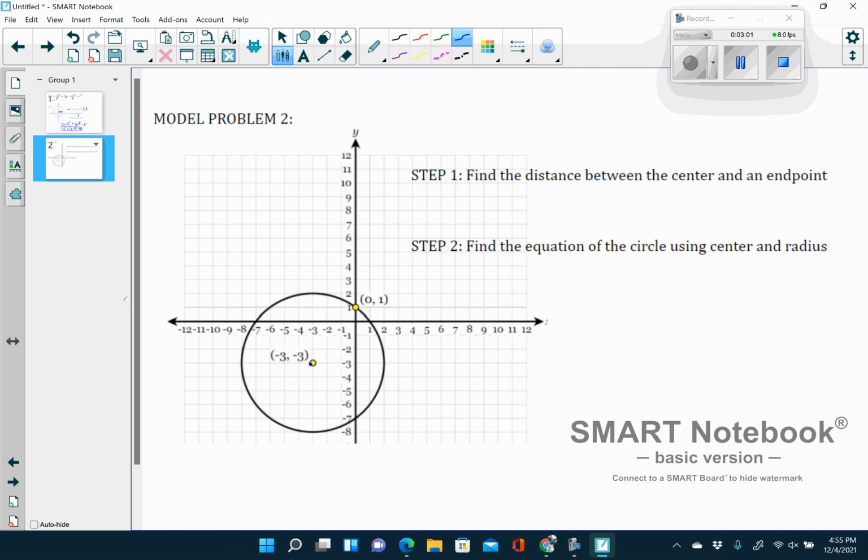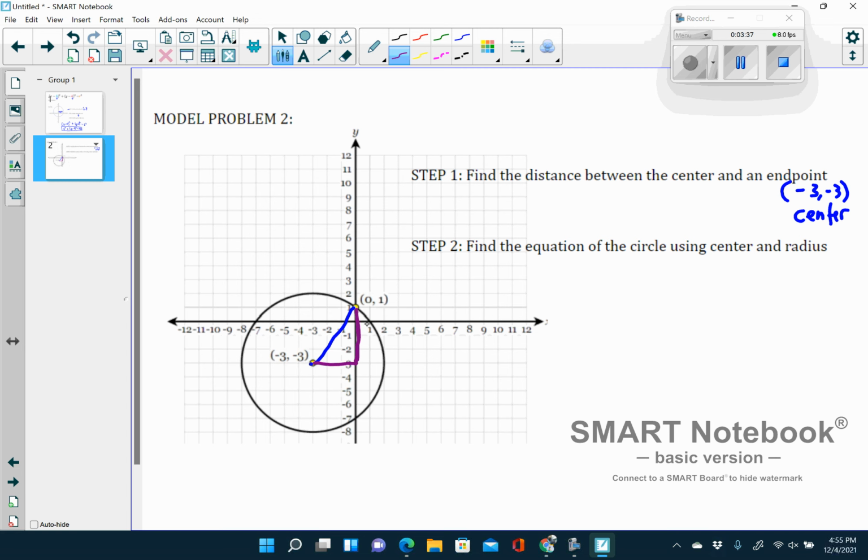Second problem, finding the distance between the center and an endpoint. The center is given to you. In this case, it's negative 3 comma negative 3. Not the endpoint, sorry, the center. And then the point that they give us is 0 comma 1. So I want to find this distance, and the way that I do that is by setting up a right triangle. Just watch. I'm going to go down until I get to where this point is, and then I'm going to go across.